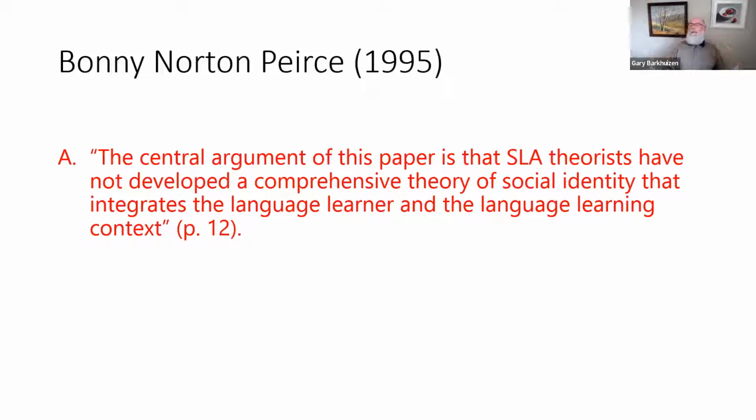So what she says in that 1995 paper is that the central argument of the paper is that SLA theories have not developed a comprehensive theory of social identity that integrates the language learner and the language learning context. So she wants to move away from this idea of individual differences, how language learners are just individual people with a fixed identity attached to them in some way, but rather that we interact, we have relationships with other people. And it's through these relationships over time in different spaces that we are continually constructing our identities.